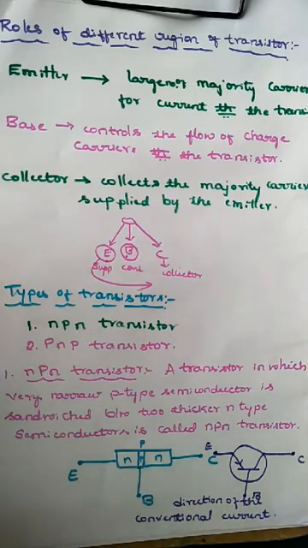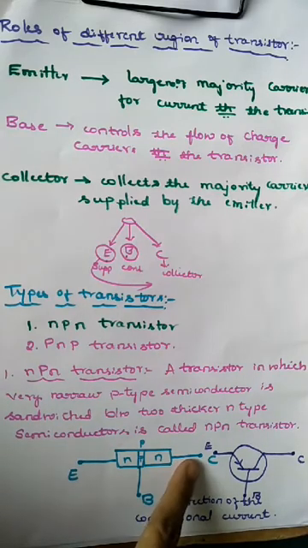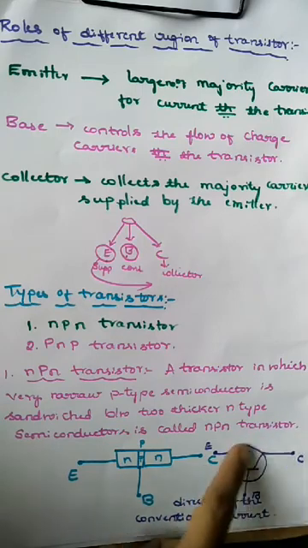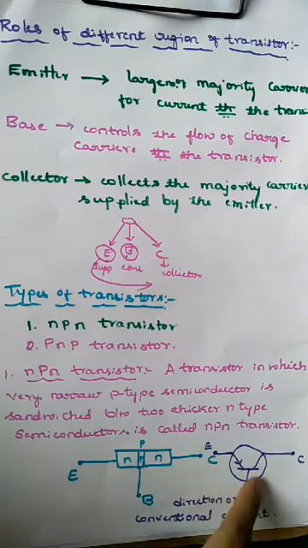Okay, so this is the NPN transistor. NPN transistor means a transistor in which a very narrow P-type semiconductor is sandwiched between two thicker N-type semiconductors. It has three terminals: emitter, base and collector. The circuit symbol for the NPN transistor is here. The arrow mark points toward the base, and this arrow mark represents the direction of the conventional current.